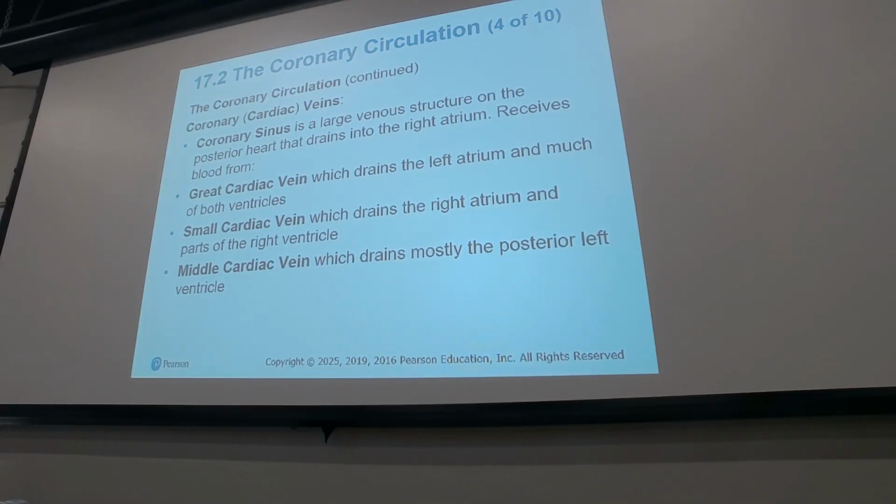So once the blood in the heart goes to the different branches of these coronaries, the left and the right, they return into the coronary sinus by these cardiac veins. So we have the great cardiac vein that drains the left side of the heart, the left atrium, and much of both ventricles, but especially the left. And then we have the small cardiac vein that drains the right atrium and the right ventricle. And then we have the middle one that drains the posterior part of the left ventricle.